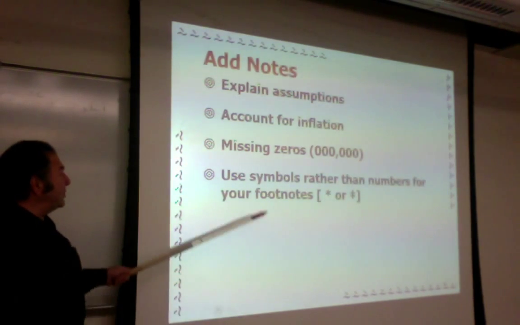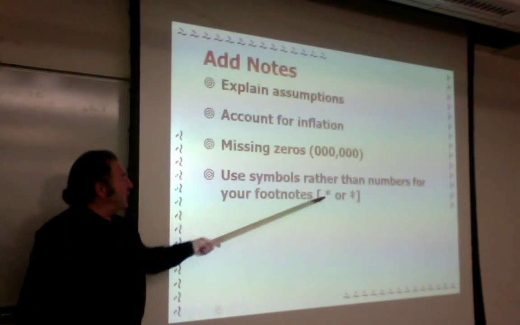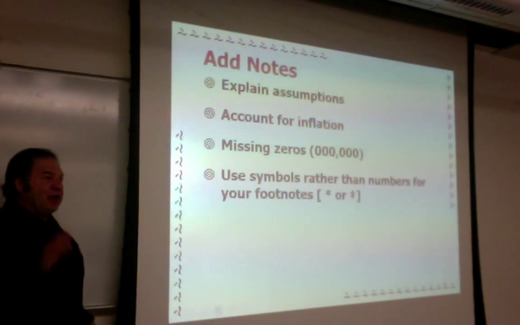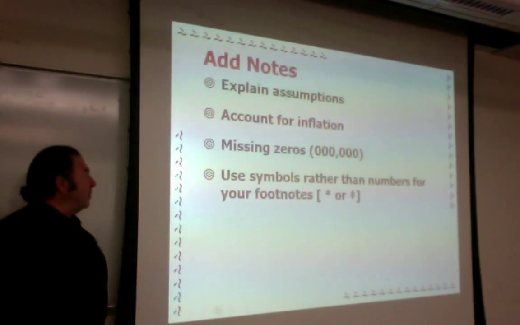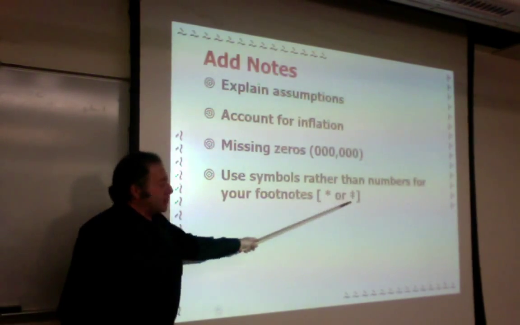And then other symbols, you don't have to use numbers. If you use numbers for footnotes in a table, it's going to be confusing. So stick with simple things like an asterisk or a diaeresis.